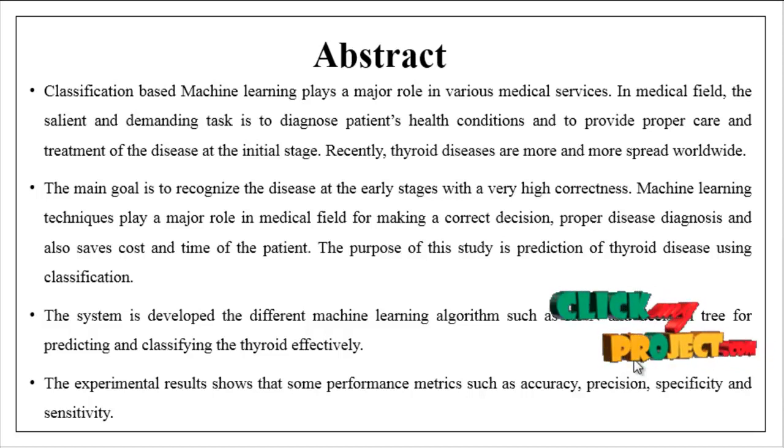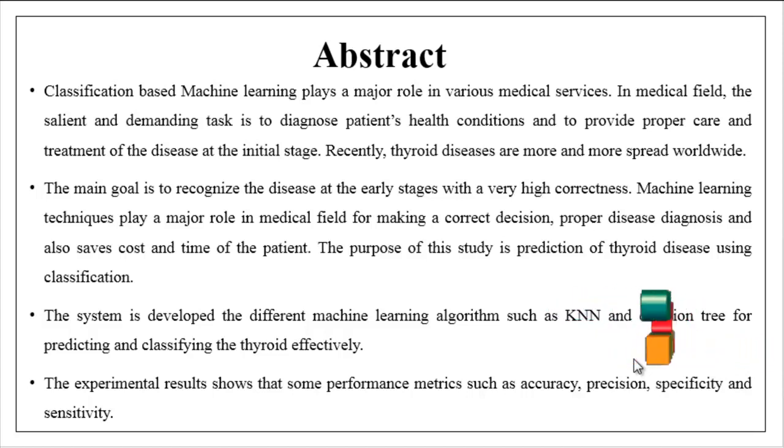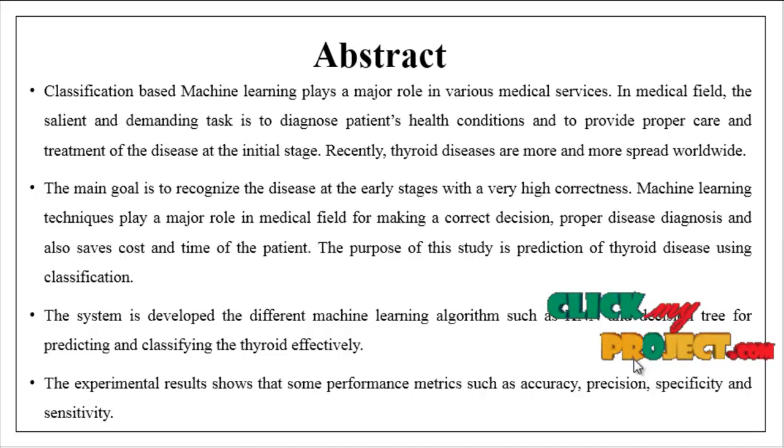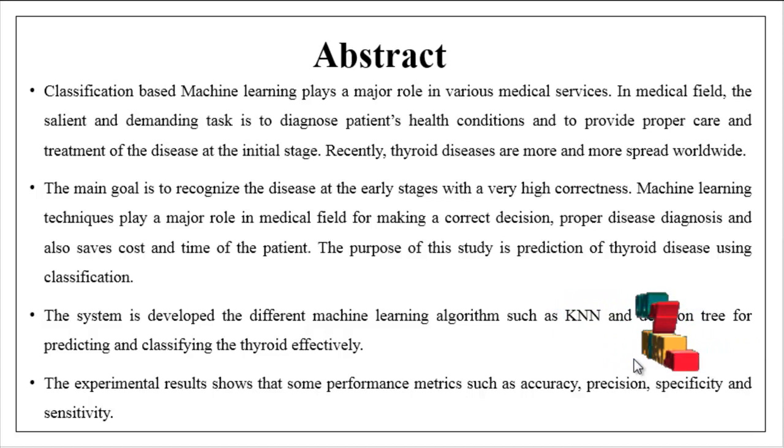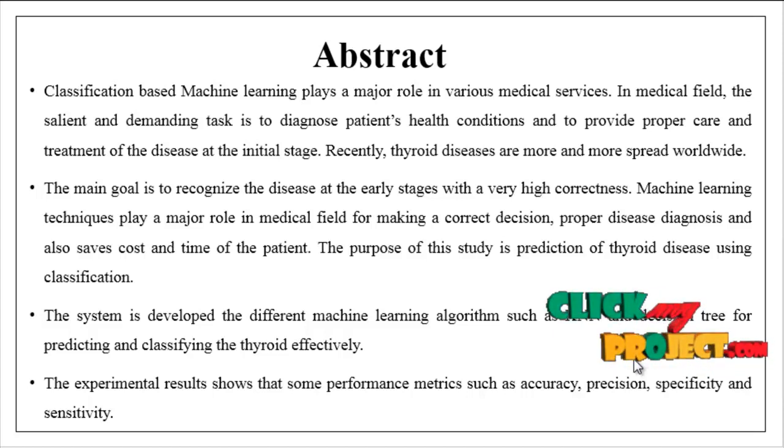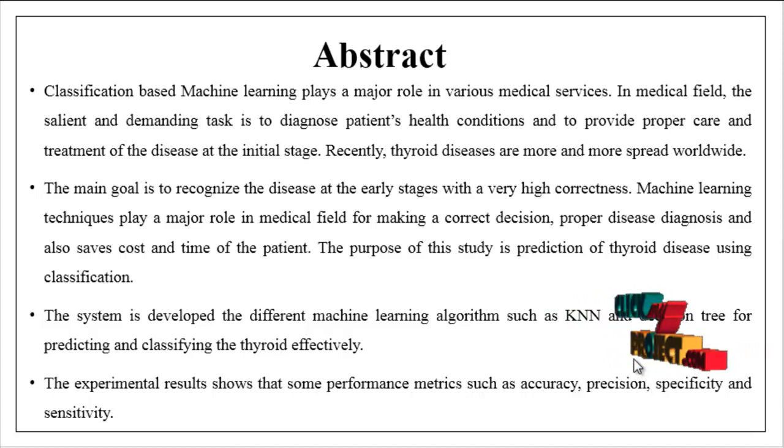Recently, thyroid diseases are spreading more and more worldwide. The main goal is to recognize the disease at the early stages with very high correctness. Machine learning techniques play a major role in the medical field for making correct decisions, proper disease diagnosis, and also saving cost and time of the patient. The purpose of this study is prediction of thyroid disease using classification. The system is developed using different machine learning algorithms such as KNN and decision tree for predicting and classifying thyroid disease effectively. Finally, the experimental results show performance metrics such as accuracy, precision, specificity and sensitivity.